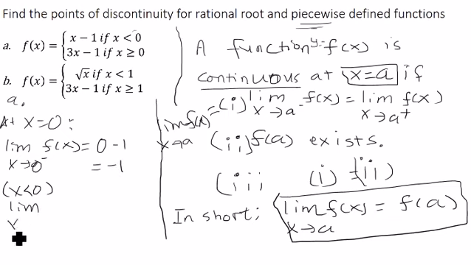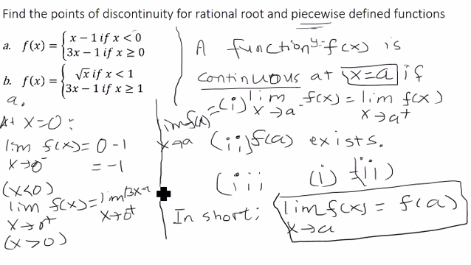Similarly, let's look at limit as x goes to 0 plus of f of x, and that means here x is greater than 0, so we're looking at the second branch. That's going to be 3x minus 1, so 3 times 0 minus 1, which is going to be negative 1. So we got the left hand limit as negative 1, the right hand limit also as negative 1.